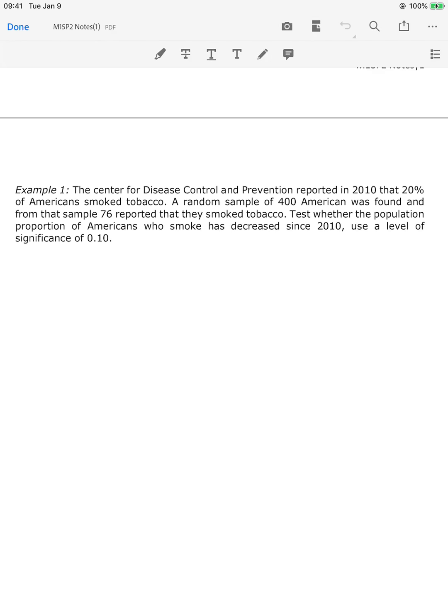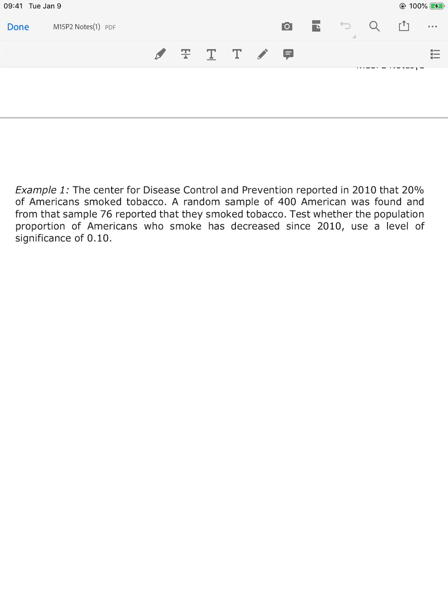So the first example says, the Center for Disease Control and Prevention reported in 2010 that 20% of Americans smoke tobacco. A random sample of 400 Americans was found, and from that sample, 76 reported that they've smoked tobacco. Test whether the population proportion of Americans who smoke has decreased since 2010. Use a level of significance of 0.10.